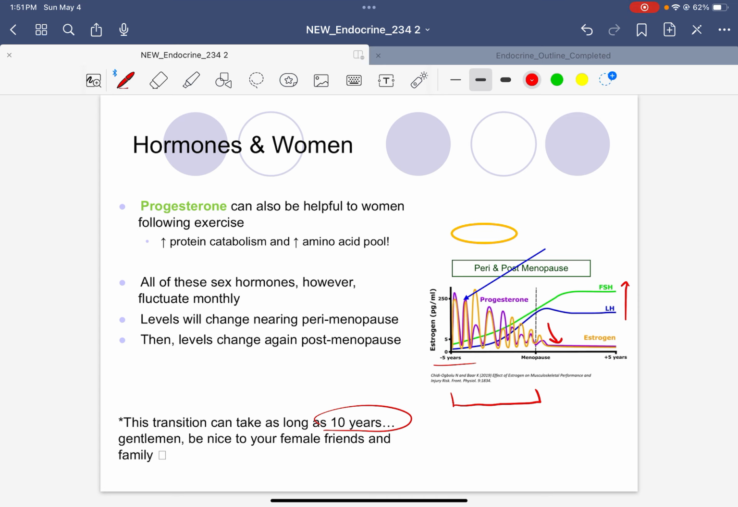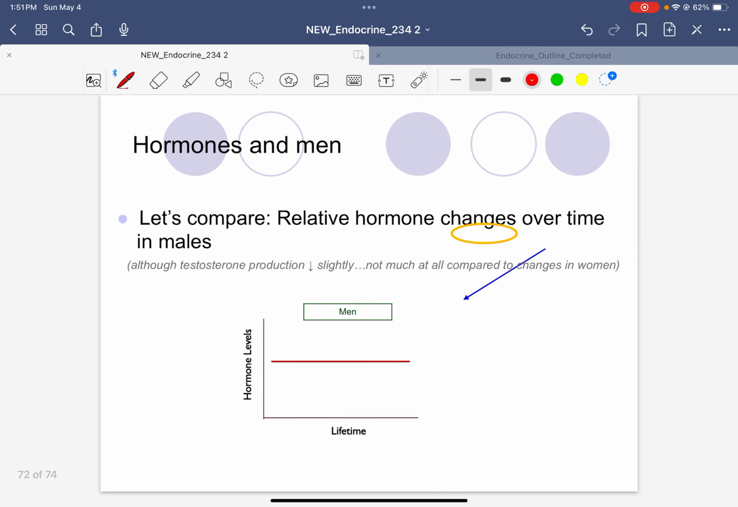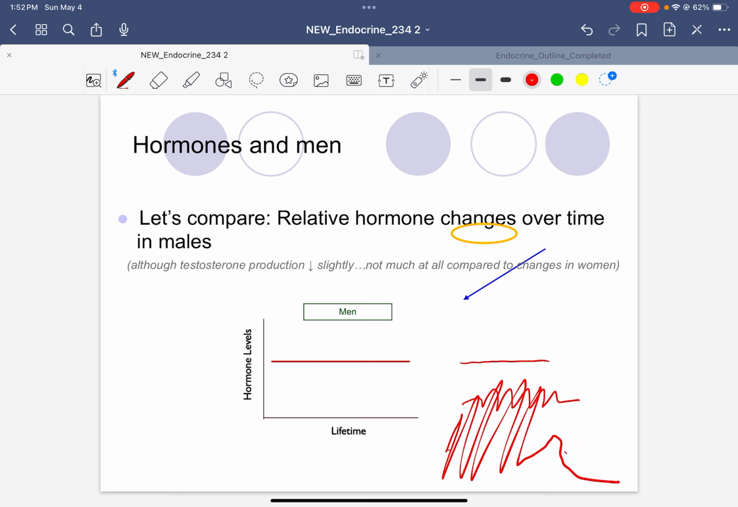Gentlemen, please be nice to your female friends and family. Because what's the relative hormonal change for men? What's the monthly one for women? What's happening for 5 years before menopause in women? Then it goes. So, there are serious hormonal changes happening that impact women. Yes, in men, testosterone goes down a little, but maybe it looks like that. Nothing in comparison to women, nothing like the same.